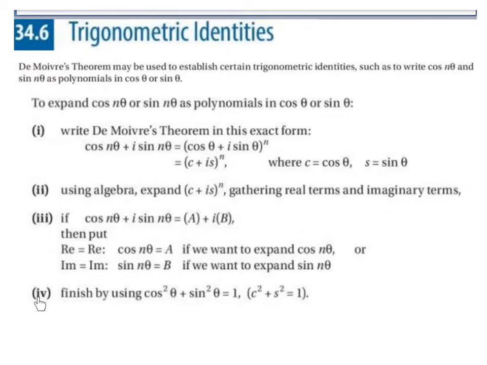And step 4, finish by using cos squared θ plus sin squared θ equals 1, or in short, c squared plus s squared equals 1.